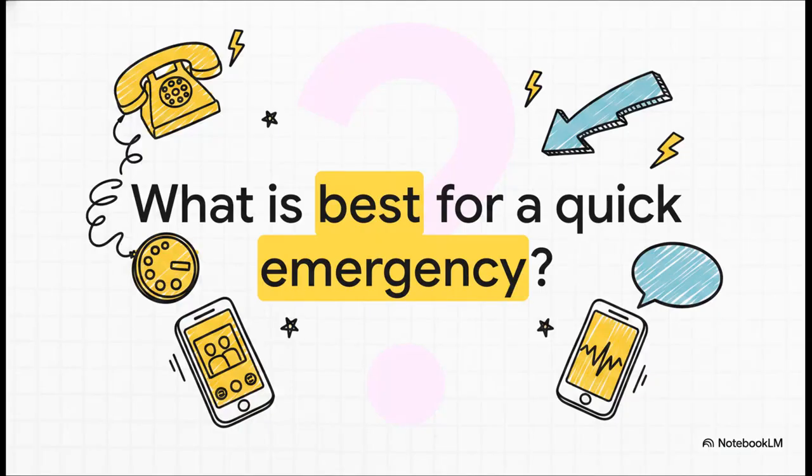Let's test your knowledge real quick. Imagine you have a quick emergency and you need help right this very second. Which type of communication is best? Think about it for a second. Yep, you guessed it. Synchronous communication is the clear winner here, because it gives you an instant response. You'd want to make a phone call or start a video chat so someone can answer you immediately.